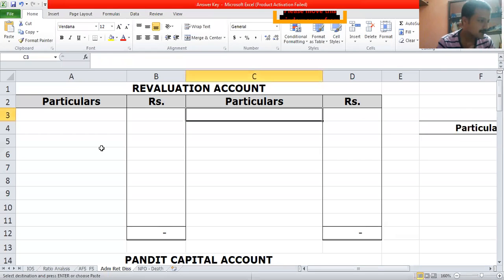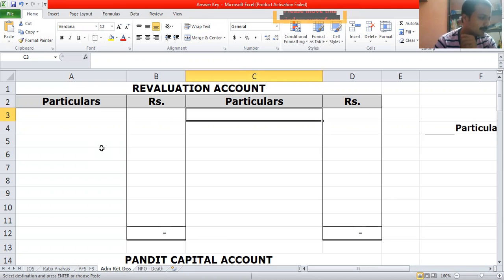So today, teachers and students, we will be solving one problem on admission of a partner, wherein we will be discussing the treatment of goodwill as per AS 26. Many teachers and students asked for this. So today we are here with the solution of an admission problem as per Accounting Standard 26.